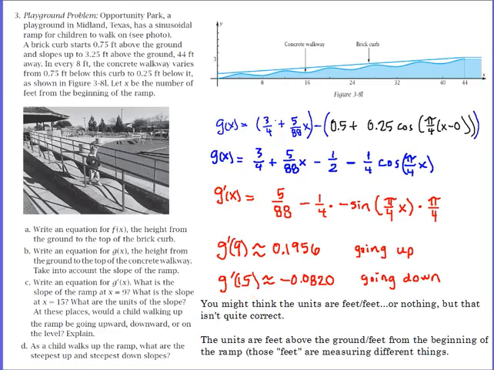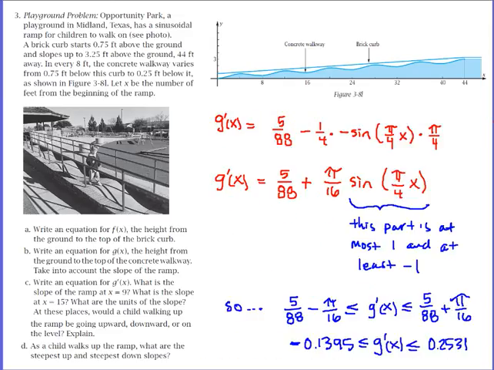And we might think of these units as feet divided by feet, which really is nothing, but that's not right. The units are feet above the ground per feet from the beginning of the ramp. It's a y over x sort of a thing.